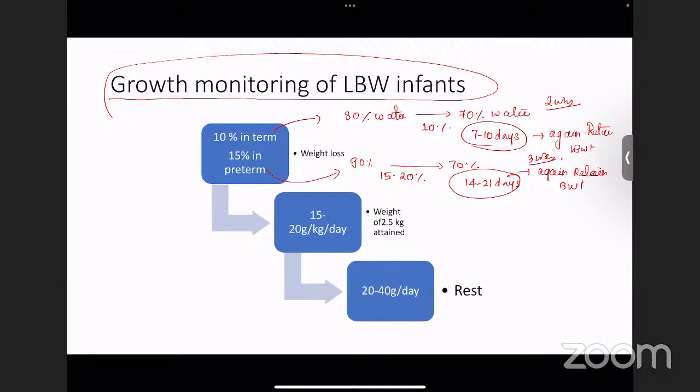After that, from the particular age where they have returned to the birth weight, they will start to improve the weight by 15 to 20 gram per kg per day till they attain the weight of 2.5 kg. Then after that, the weight increases 20 to 40 gram per day.